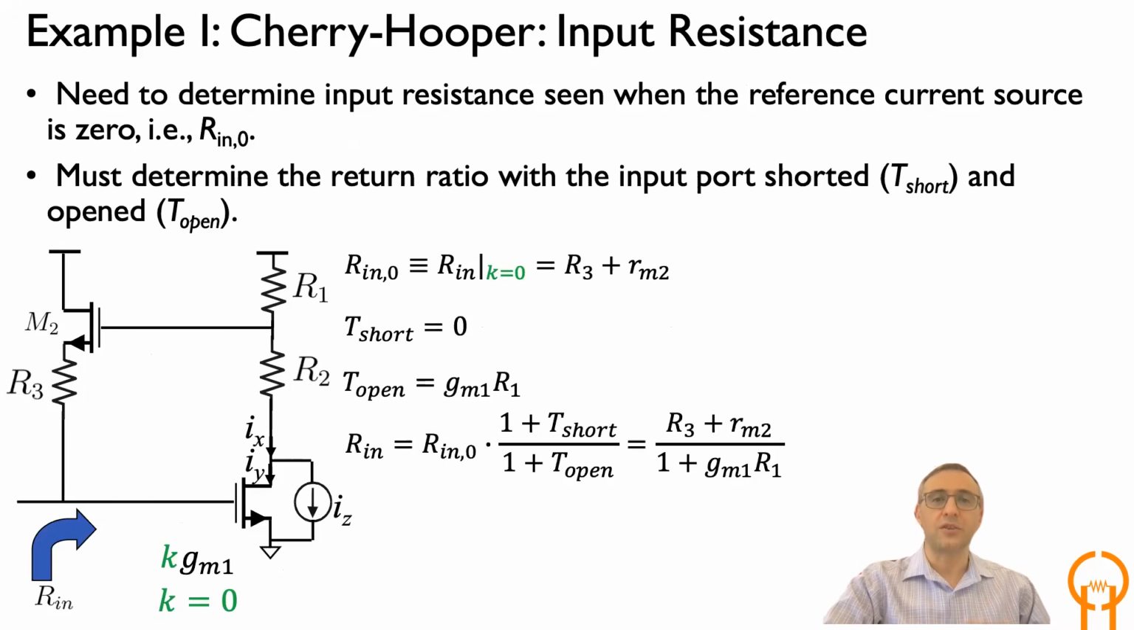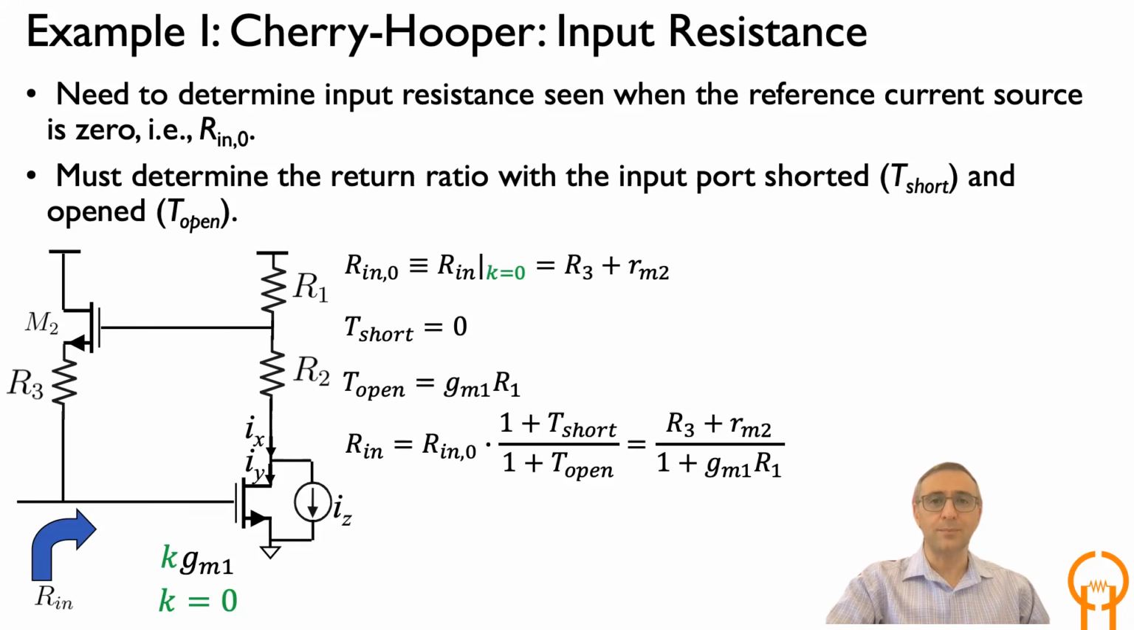So let's use our Cherry-Hooper stage again as an example and see what happens to its input and output impedance. Well, the input impedance in this case. So what we are doing is that we are interested in the input impedance, and so we use the source of interest as the current source in the hybrid pi model of transistor M1. And let's say we set the K to 0. If K is 0, the only impedance that's left to be seen is the resistance looking through R3 into the source of M2. And that resistance is R3 plus RM2, as we know.